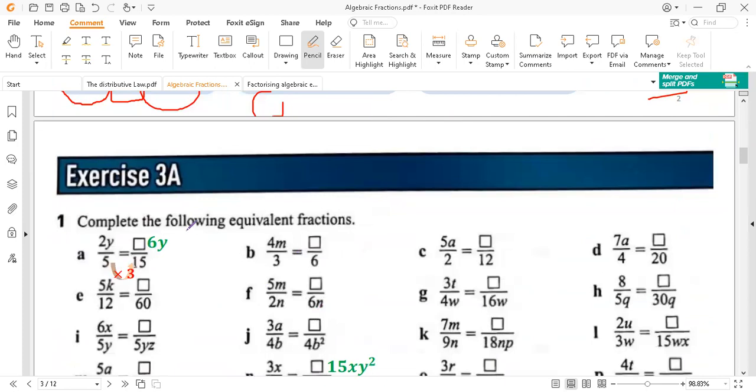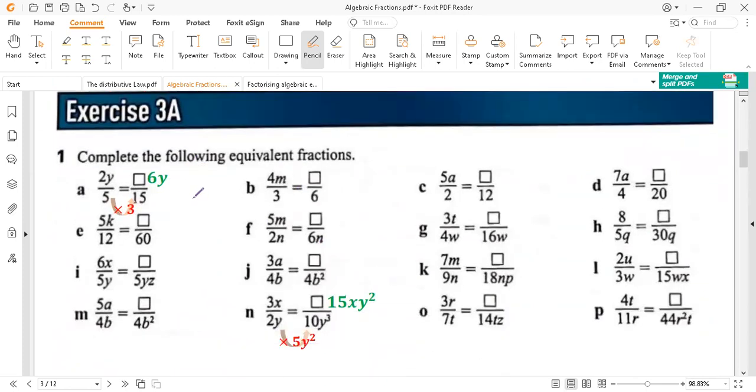So let's start with the exercises. For example, we want to complete the following equivalent fraction. So 2y over 5. How to obtain 15 from 5? We multiply by 3. So both numerator and denominator should be multiplied by 3 to obtain an equivalent one.